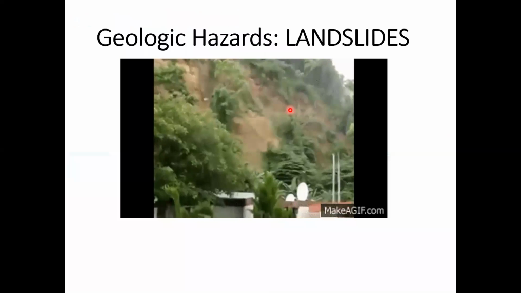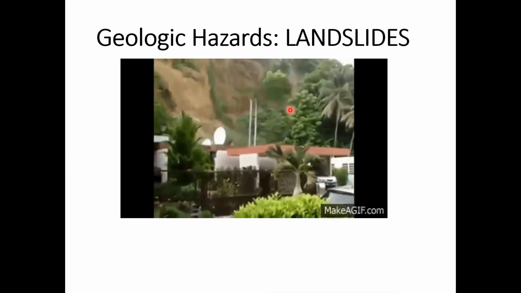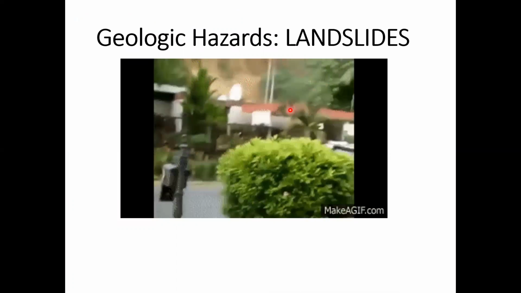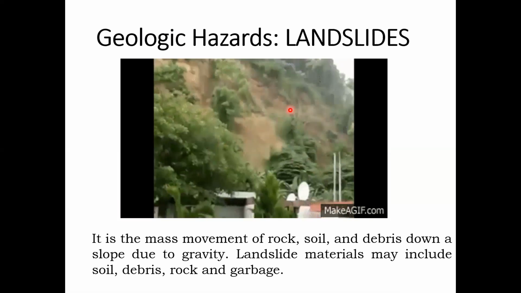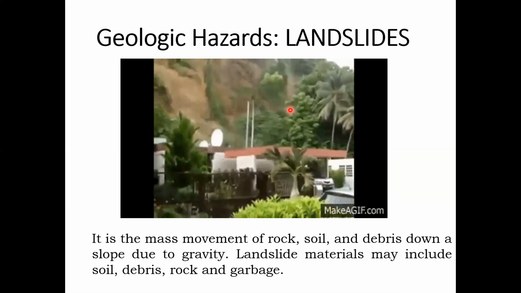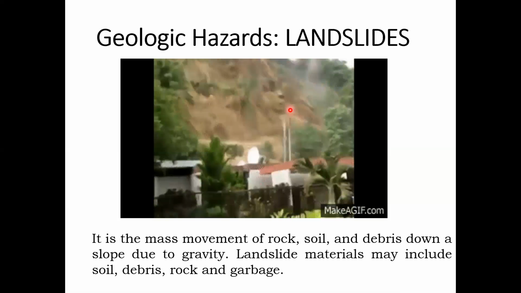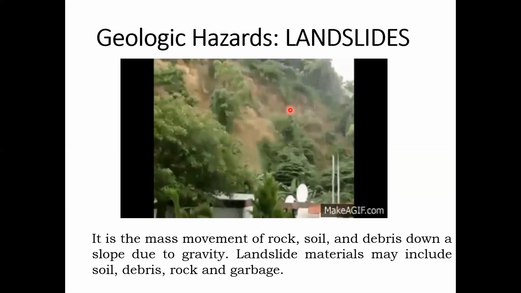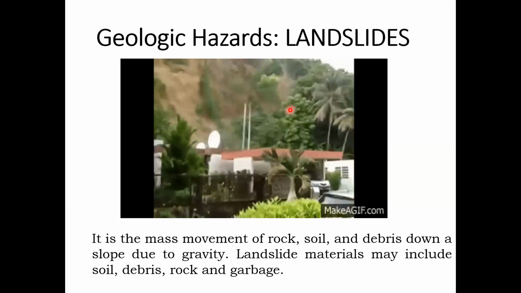Let's now move to the second geologic hazard, which is the landslide. Landslide is the mass movement of rock, soil, and debris down a slope due to gravity. This is what we call mass wasting. Landslide materials may include soil, debris, rock, and garbage.